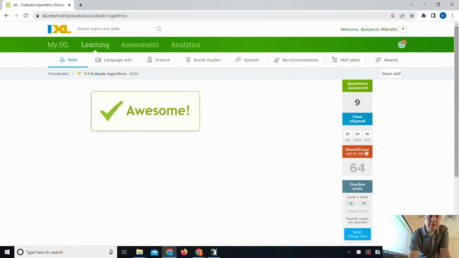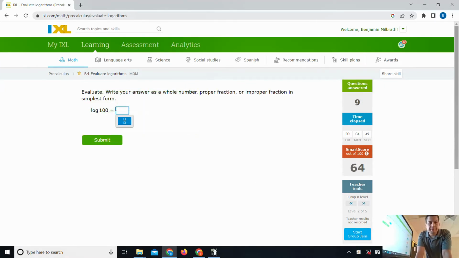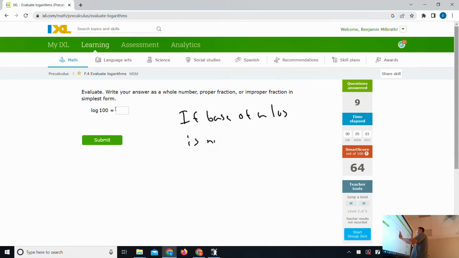If you had me for real, you'd understand that. This is log of 100. And if the base of a log is not given, it is understood. There's that big word in math. We do this a lot. It is understood, which means you are expected to understand that the base is 10.